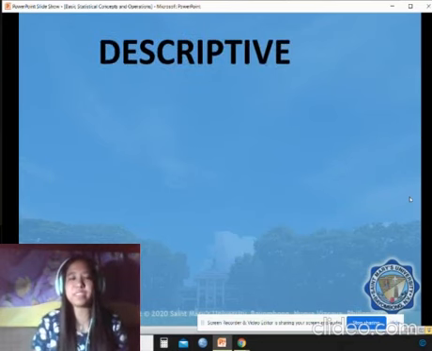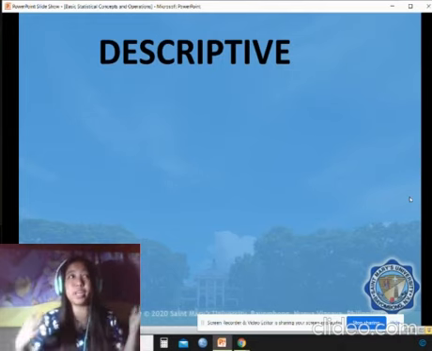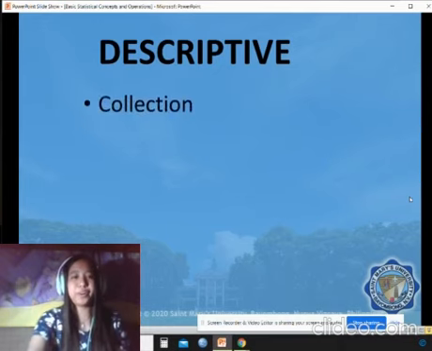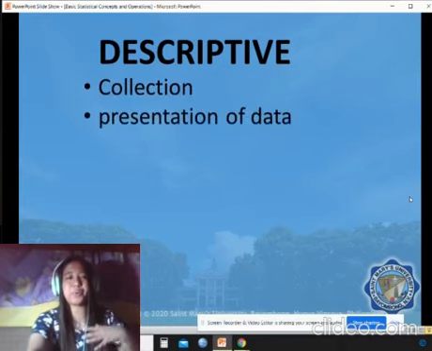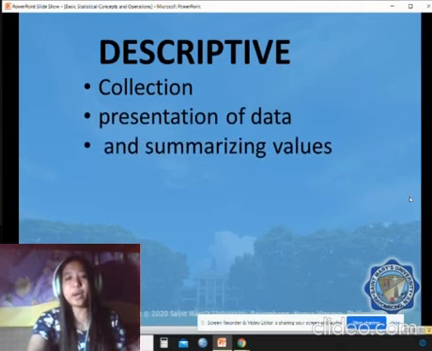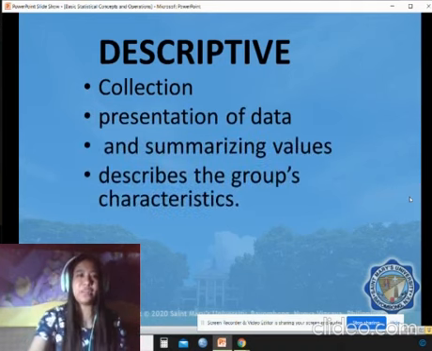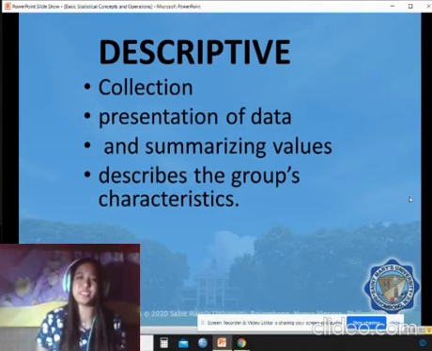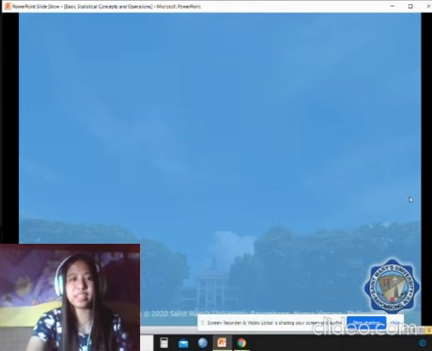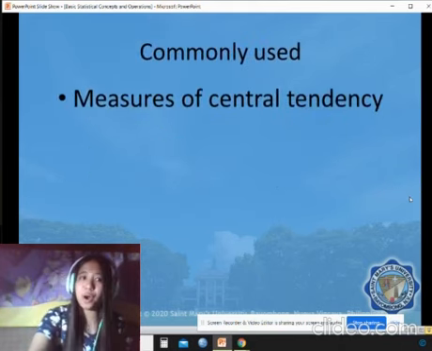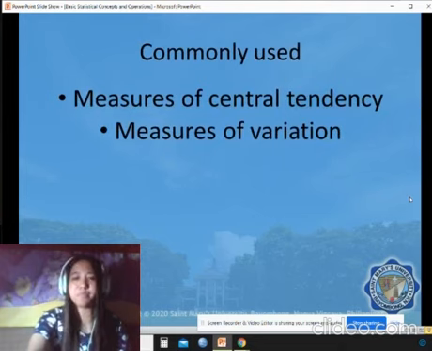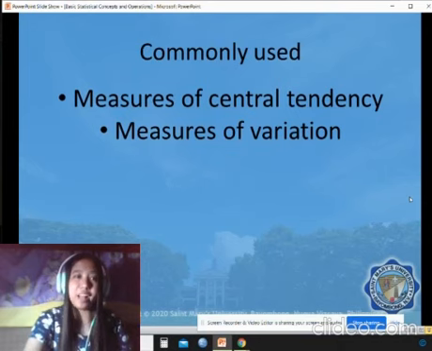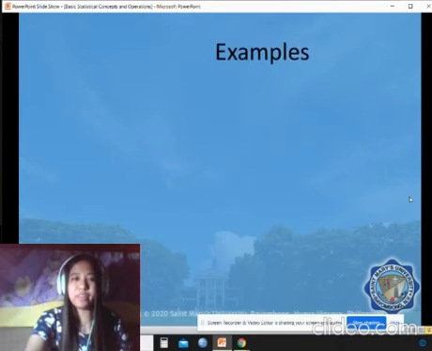For descriptive statistics, obviously the main objective why we are using this is to describe the data. After collecting the data, after presenting your data, you come up with a summarized value, and this describes the group's characteristics. So you are applying descriptive statistics. The commonly used are the measures of central tendency and measures of variation, which will be discussed in a separate lesson. And then we have here examples.